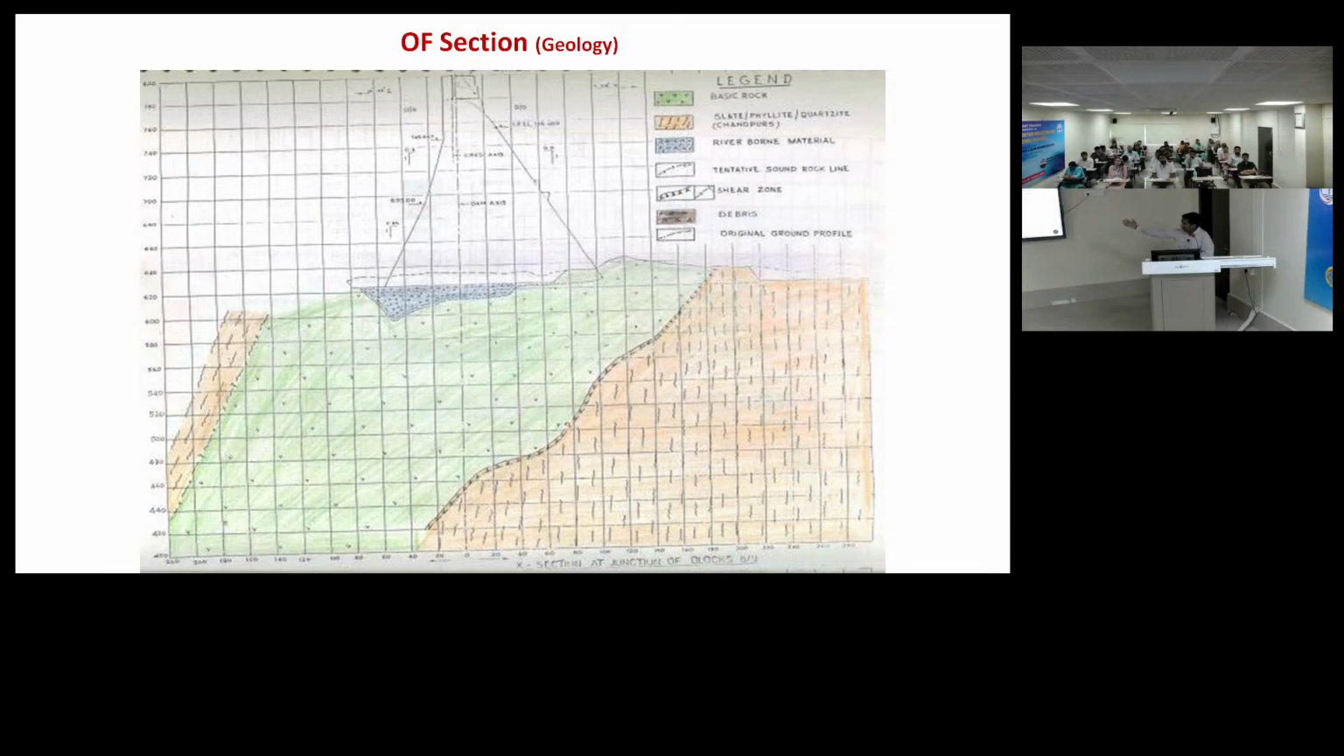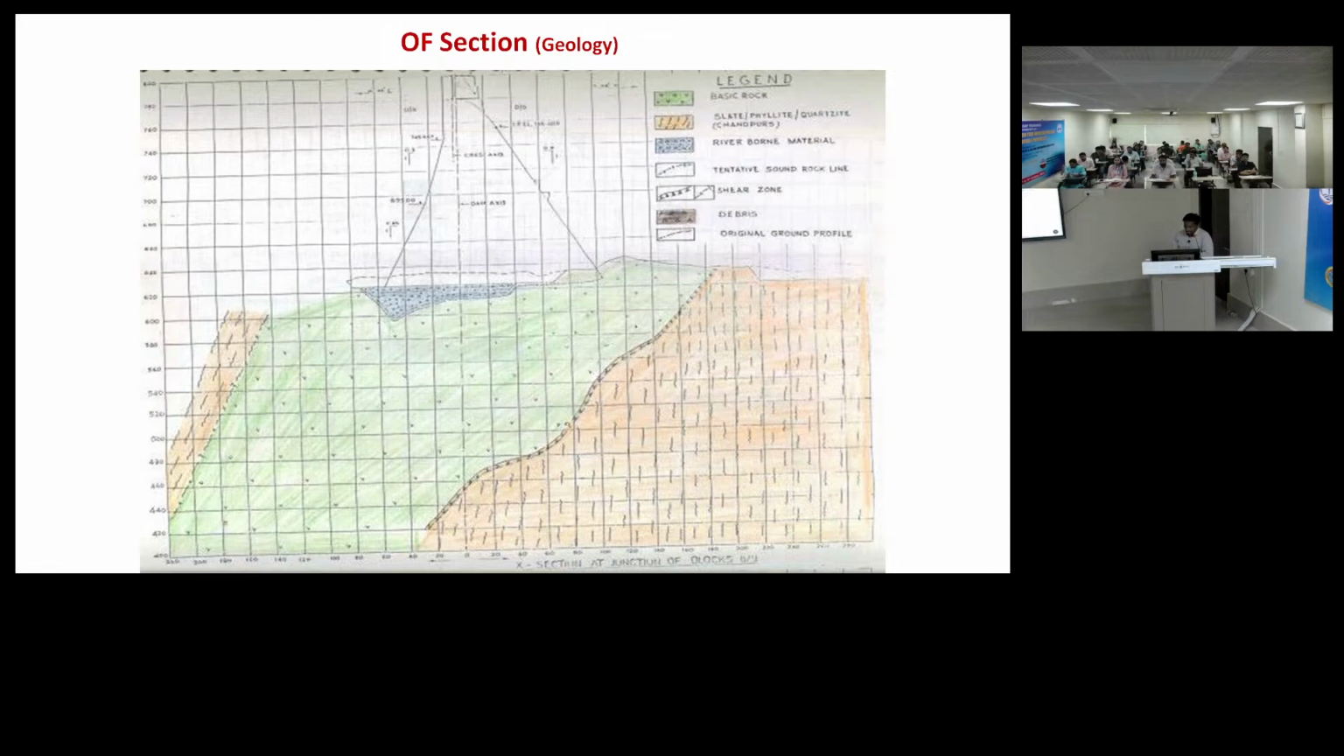See if you look at the cross section also. These are the challenges you encounter. This is a weak rock, this is a good rock. This junction, the contact between good rock and weak rock, will generally always be a shear zone type. So this also we have to consider.